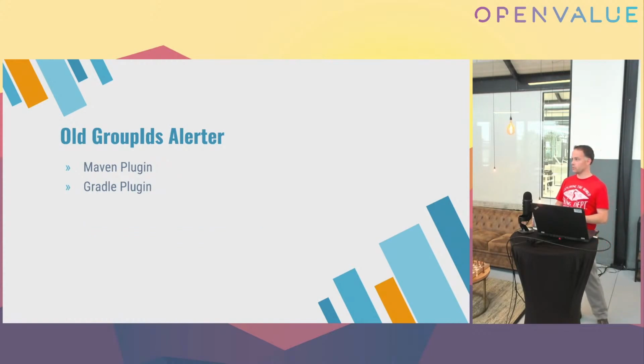And therefore, like everything in Java, there is a plugin or some tool available. There is a Maven and a Gradle plugin, which basically has a blacklist of all the names that are no longer being maintained and the replacements for them. And you can easily run it in your build to get notifications.